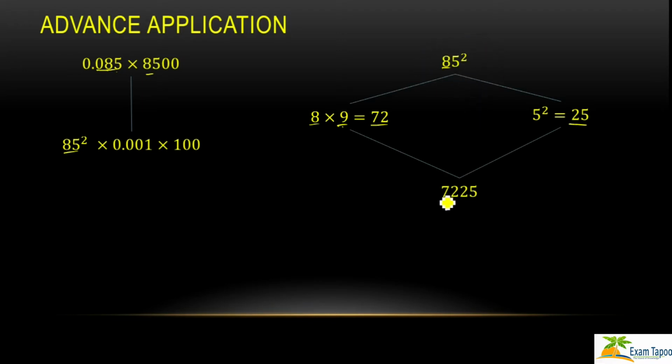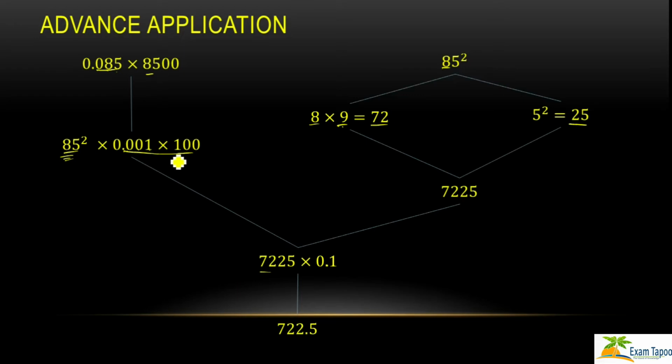Now what I will do, I will write this value in place of square of 85. So I will get a calculation something like this. 7225 times, now here you can see the multiplication. Here I have decimals at 3 places, 1, 2 and 3, and I have two zeros. So 2 places and 2 zeros will get cancelled by each other, and you will be left with only one decimal. So you have only one decimal here, that is 0.1, and the result is 7225 times 0.1. So when you multiply it, it will give you 722.5. Okay, so this is a calculation that you can apply.